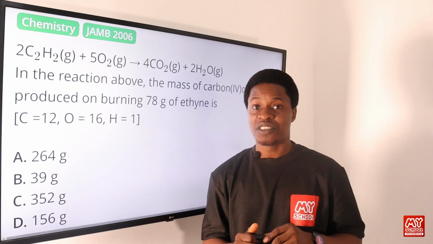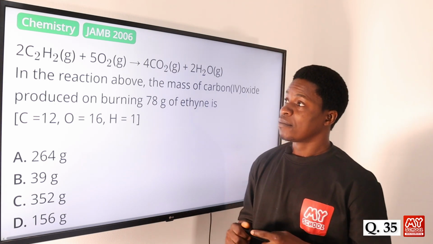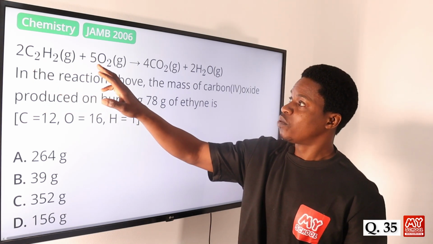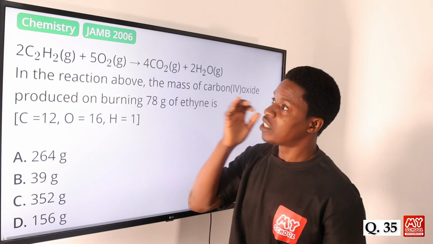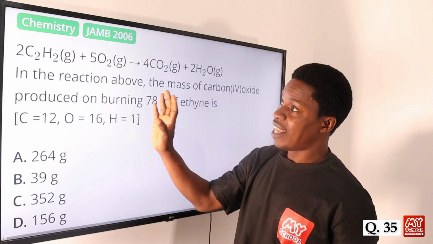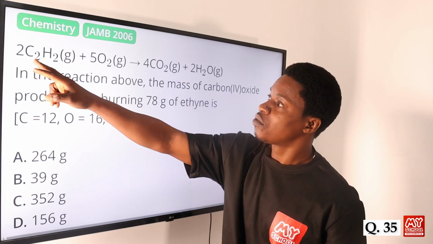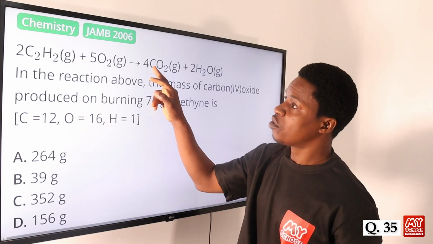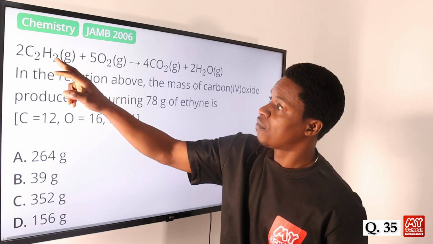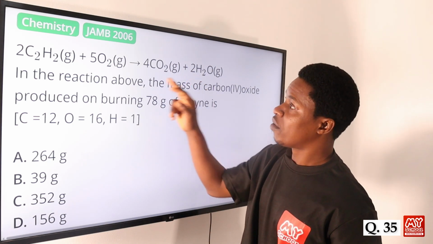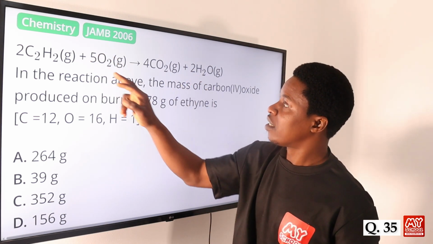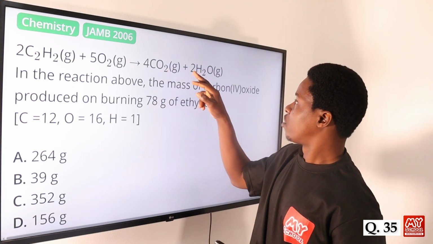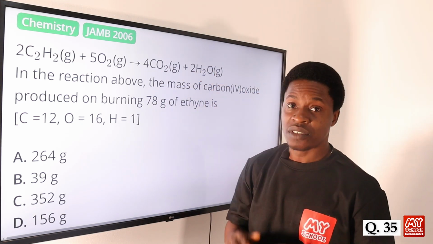Now let's move on to question number 35. We have a chemical reaction here, C2H2O2 plus this. First we need to check to be sure that it's balanced. We have 2 times 2, that is 4 for carbon here, so we have 4 moles of carbon. Hydrogen is 4 here and 4 here. Oxygen is 10 here, and then oxygen is 4 times 2, that's 8, plus 2 here, that's 10. So the reaction is actually balanced.